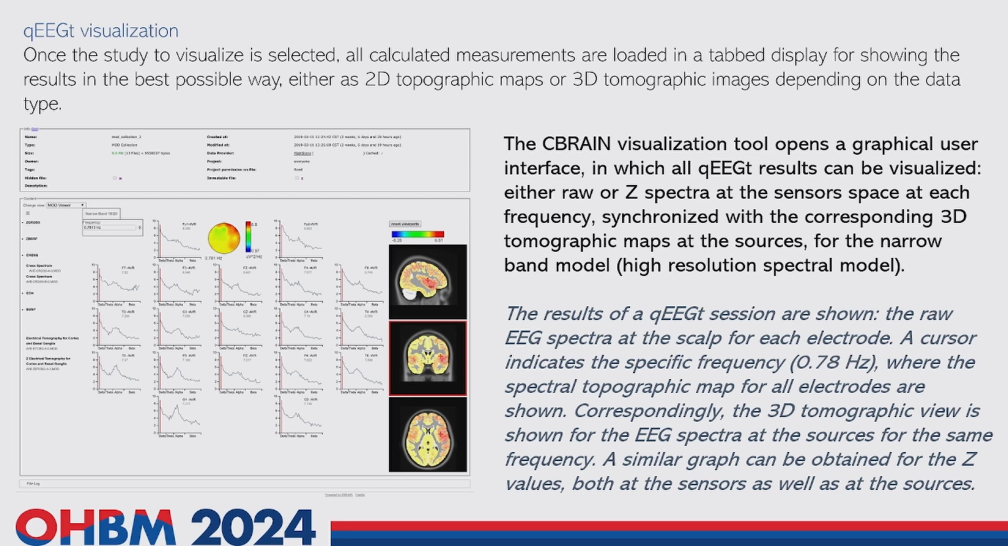So you can see at the same time the spectra, the topographical map at the specific frequency, and the tomographical map at the cortex. And then you can see where the solution is bigger, and then you can change and you can see the t-values, and you can know where are the more pathological values in this subject.